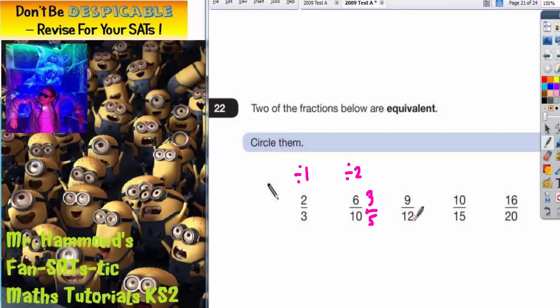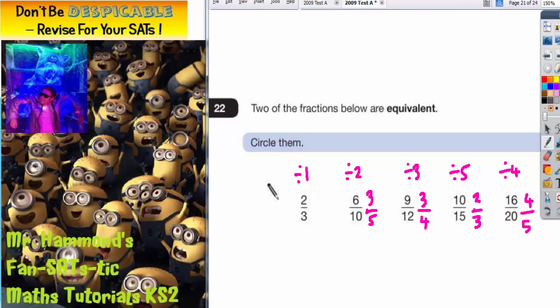Now let's simplify 9/12. 9 and 12 are both in the 3 times table, so we could divide by 3. 3's into 9 goes 3 times, 3's into 12 goes 4 times, that's 3/4. Now 10 and 15 are both in the 5 times table, so divide by 5. 5's into 10 goes twice, and 5's into 15 goes 3 times. 16 and 20 are both in the 4 times table, so we divide by 4. 4's into 16 goes 4 times, 4's into 20 goes 5 times.